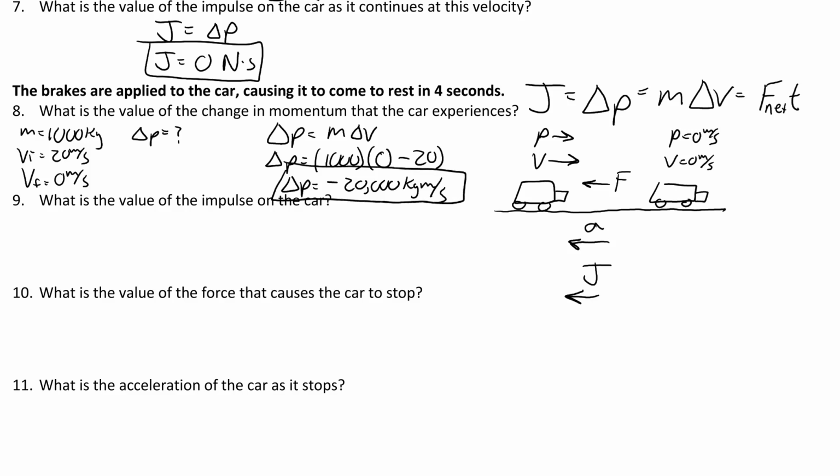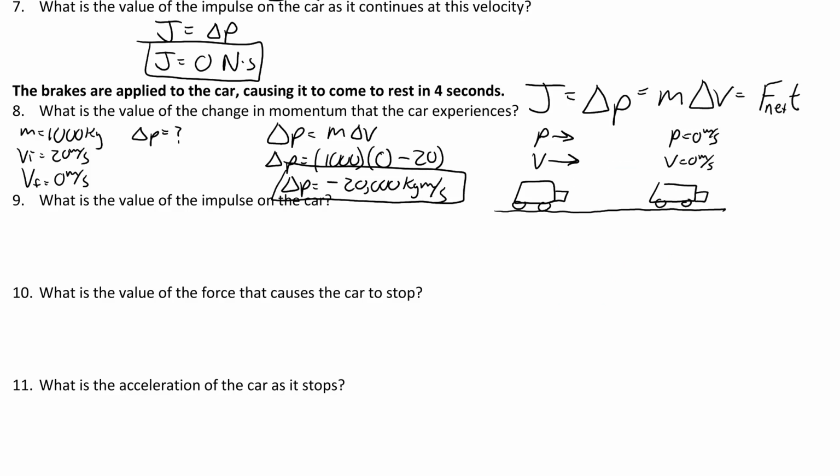If it was changing in the positive direction, that would mean that you're speeding up. You're getting more momentum in the positive direction, but you're not. You're slowing down. So the vectors oppose each other, slowing it down. Okay, so that's the idea.